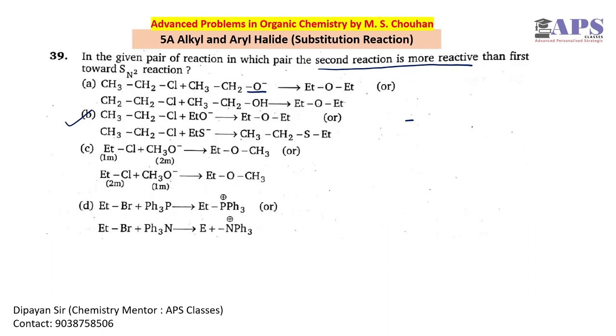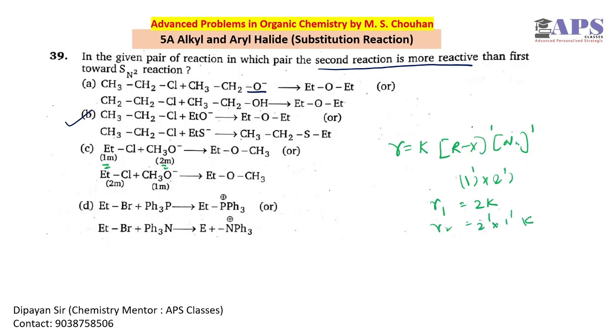So in SN2 reaction, the rate is concentration of RX and concentration of nucleophile to the power 1. So here we have 1 molar and 2 molar. So for reaction 1, 1 to the power 1 into 2 to the power 1, then the rate of the first reaction is 2k. And the rate of the second reaction also, 2 to the power 1, 1 to the power 1 into k, that is 2k. So for both reactions, the reaction rates are the same.